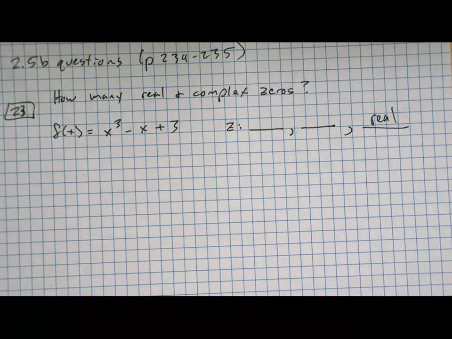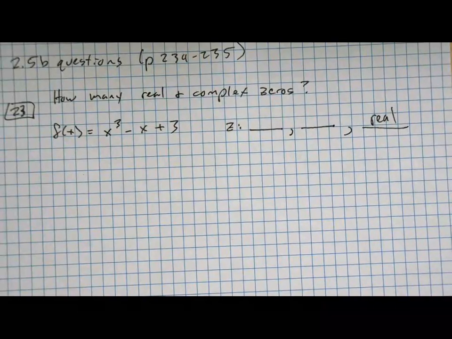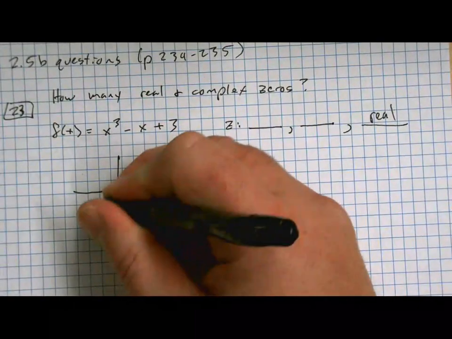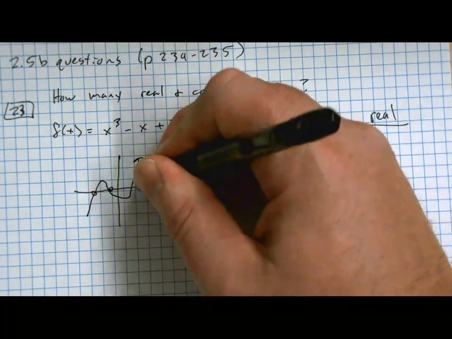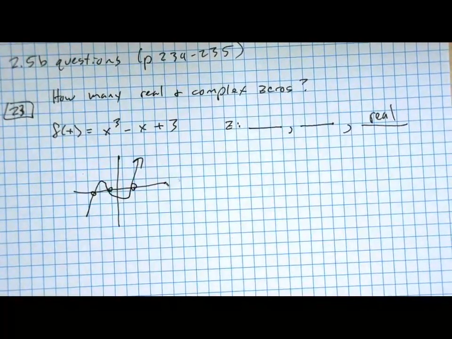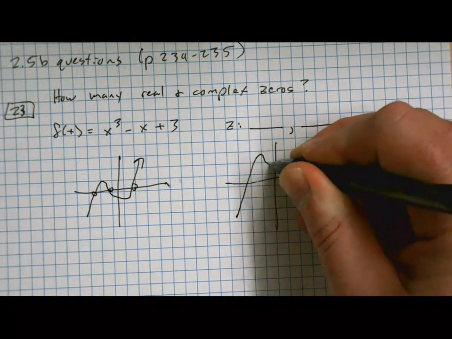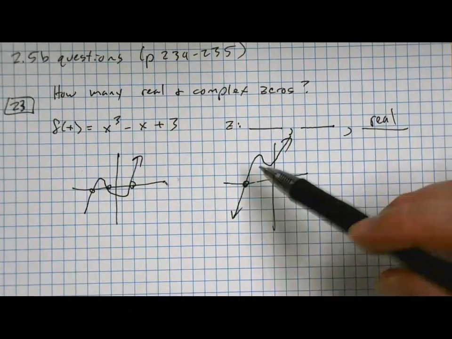So I'll leave that part to you. Just graph it in your calculator. See what it looks like. If you get a situation where it looks like this, that means there's 3 real zeros. If, on the other hand, you get a situation where it looks like this, there's only 1 real zero. That's this one here. The other 2 must be complex.